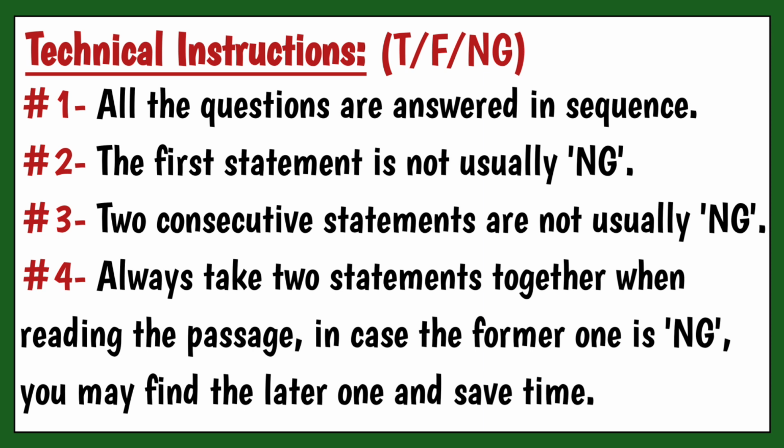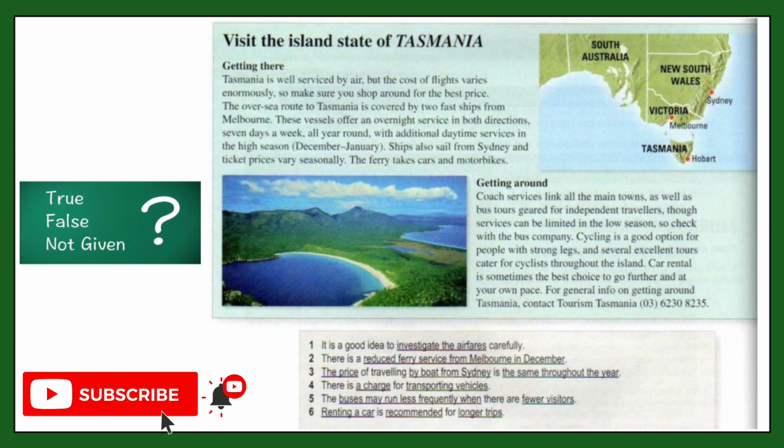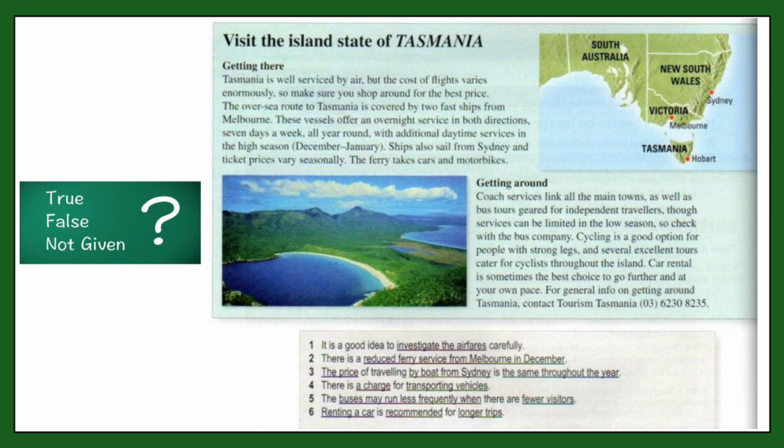And instruction number 4. Always take 2 statements together when reading the passage. In case the former one is not given, you may find the later one and save time. If you are looking for answer information in the passage, you should have 2 true, false, not given questions in hand, so that if one is not given, you find the other and save time.